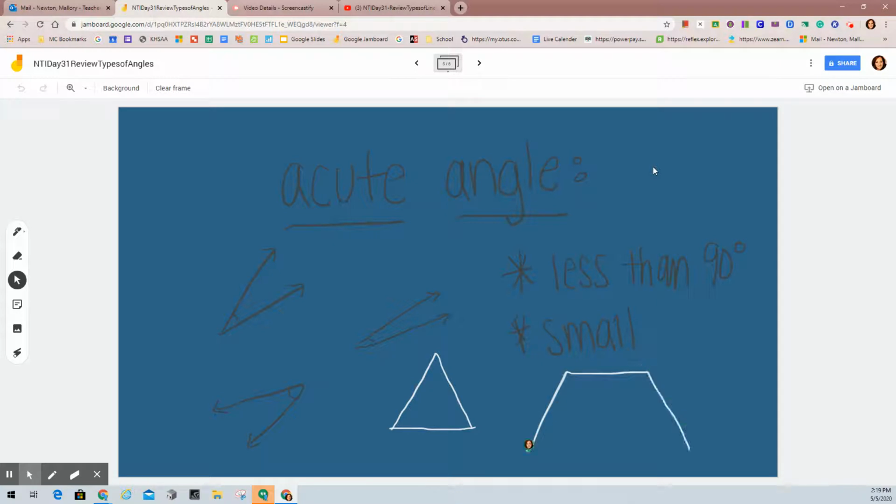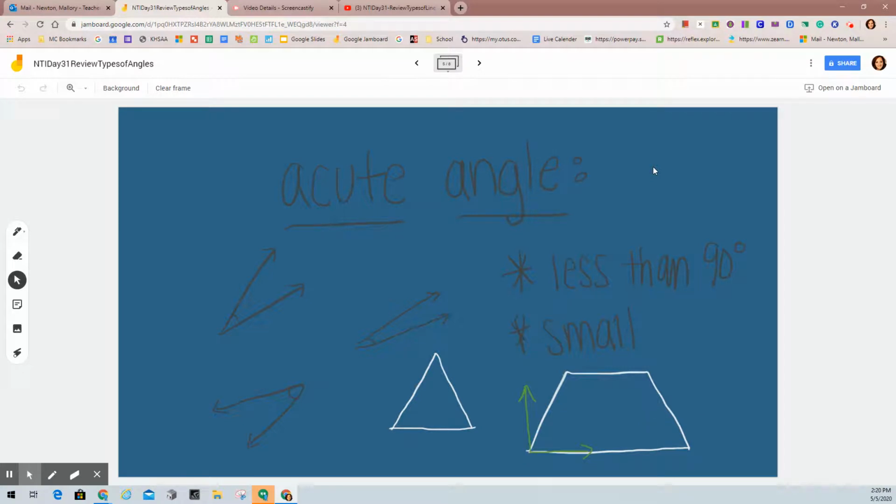A trapezoid has obtuse and acute angles. Can you tell me which set of angles are acute? Is it these angles or these angles? If you said the bottom angles, you are correct. You know this because if you were to go ahead and draw in a 90-degree angle, like a perfect corner, you see how that's smaller than the 90 degrees? You immediately know that it's acute. Okay, so there's your acute angles on a trapezoid.